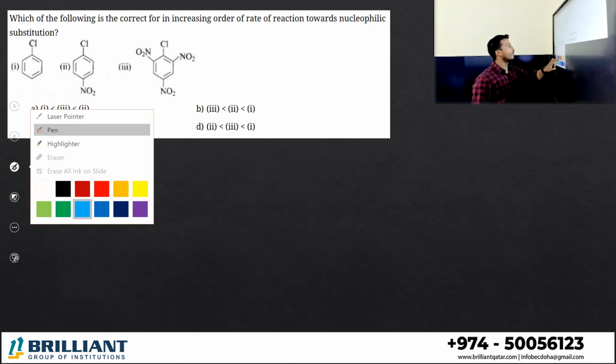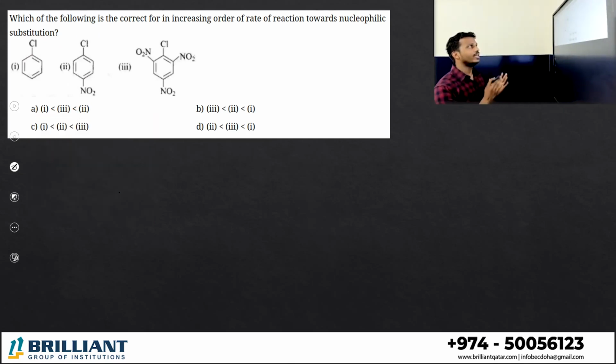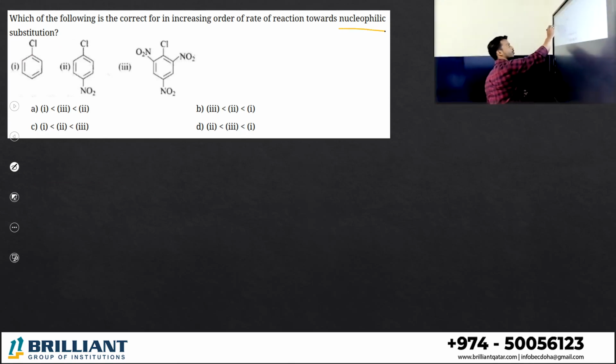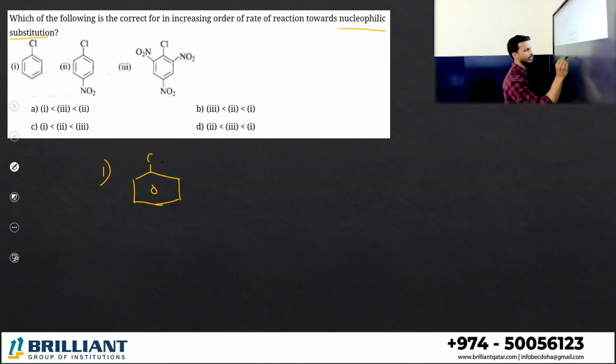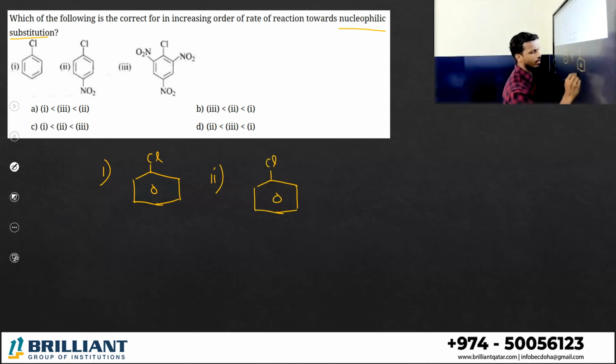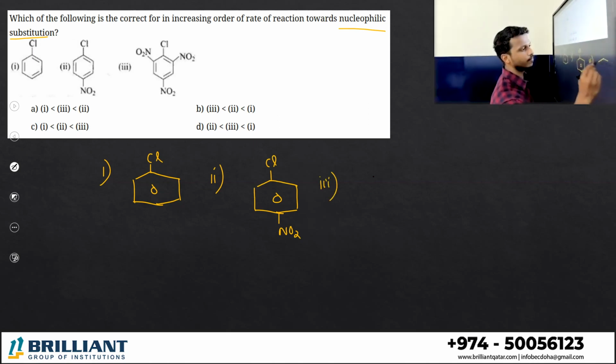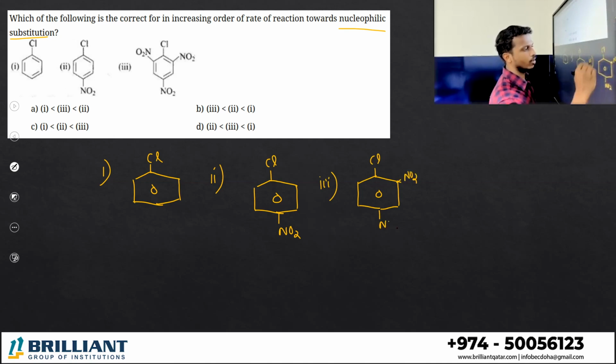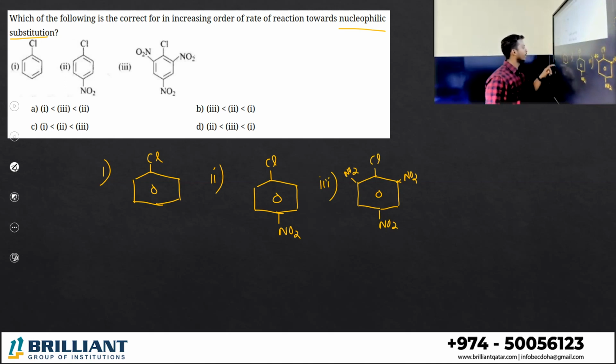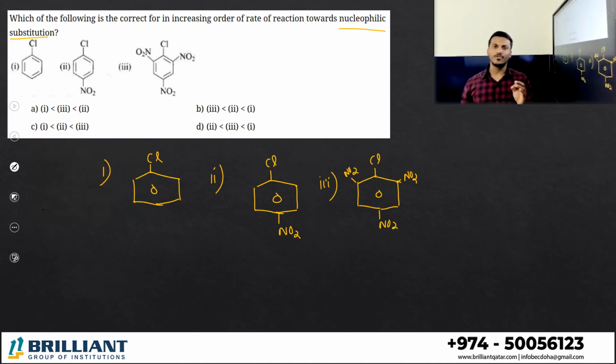Next one. Which of the following is the correct increasing order of the rate of reaction towards nucleophilic substitution reaction? What are the species given? Compound number 1 is chlorobenzene, just chlorobenzene. Compound number 2 is chloronitrobenzene, and the third one is 2,4,6-trinitrochlorobenzene. Alright, fine.